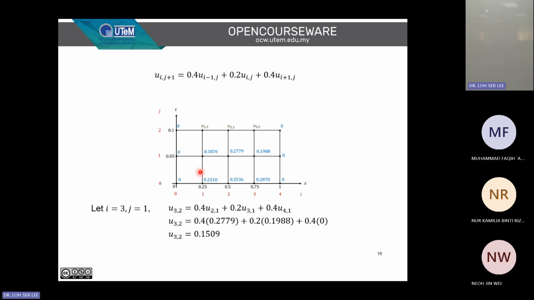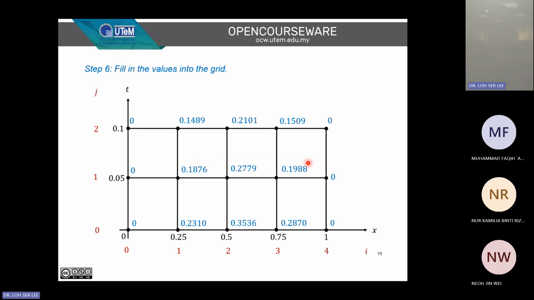And U21 for sure will be this one, U31 will be this one, and U41 will be this one. Once you have found the U values for the internal points, you just update them into the grid points. So your final answer will be this one. This is your final answer.